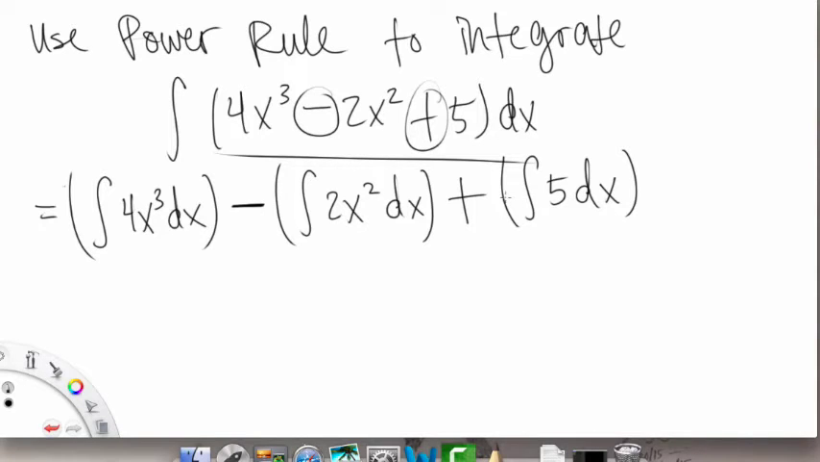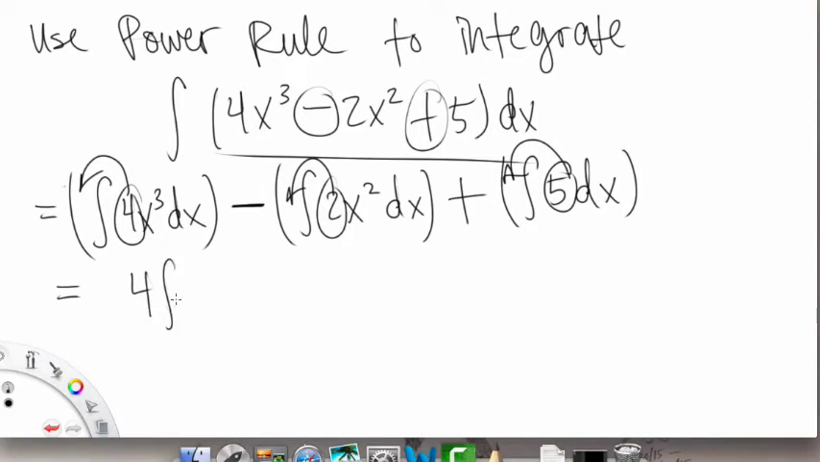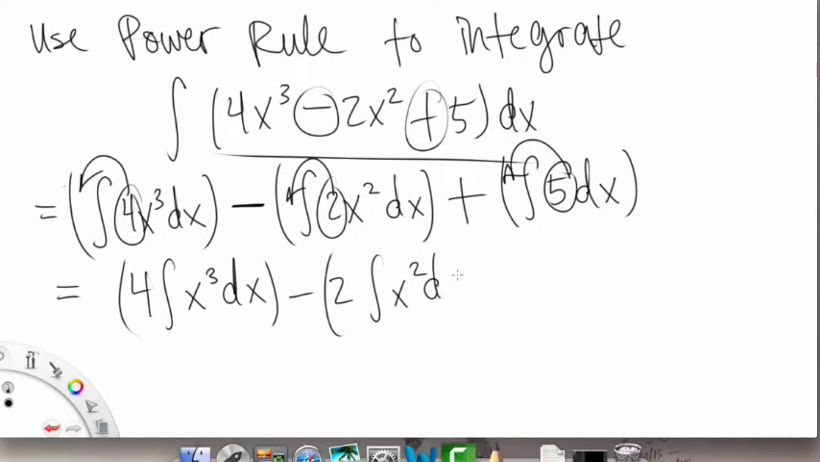So now that we have that, we can actually take out these constants in front, right? That's like the constant multiple rule. Okay, so we're going to take out all 3 constants here. So then we get 4 times the integral of x to the third dx, okay? And then we have minus a 2 times the integral of x squared dx, and then plus a 5 times the integral of 1 dx, okay? So that one's just a constant there.